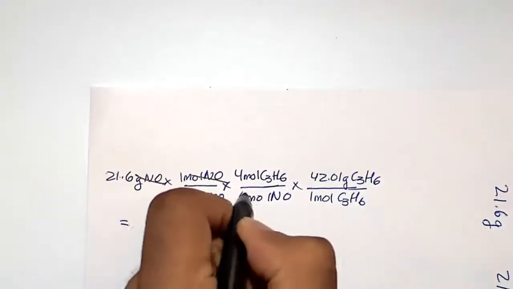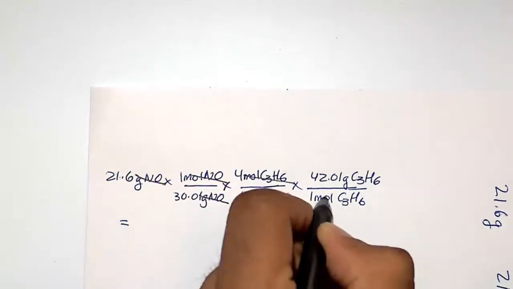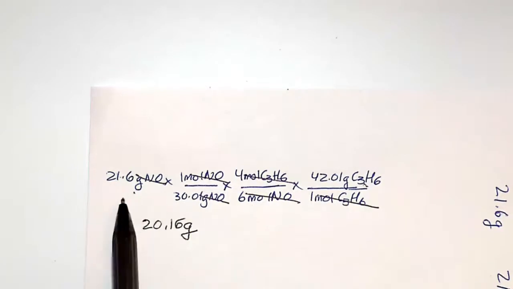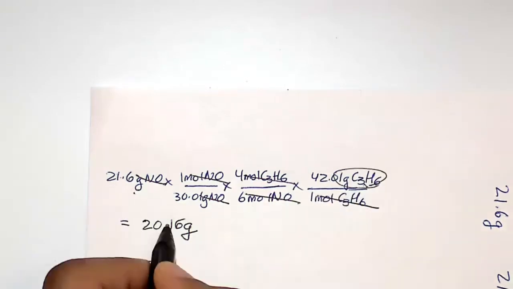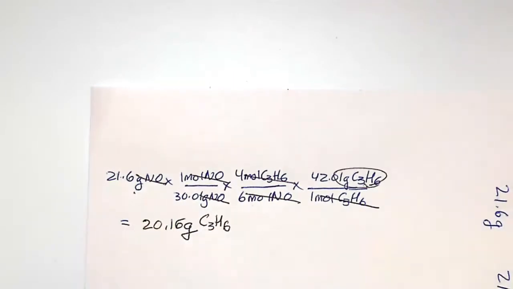The moles of NO cancel out with the moles of NO. The moles of C3H6 cancel out with the moles of C3H6. So when all of this NO is used up, that means NO, as the limiting reagent, will react with 30.16 grams of C3H6. We already figured out how much product it's going to produce from our stoichiometry.